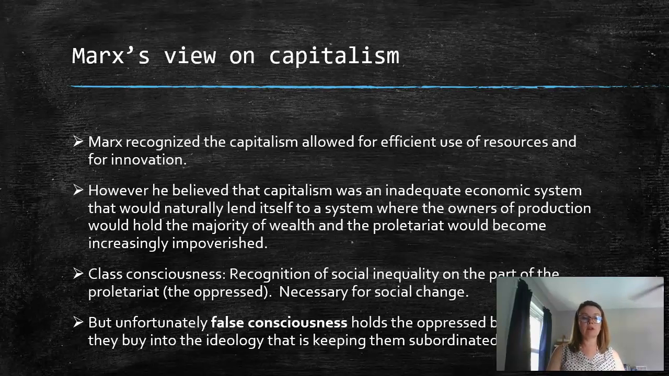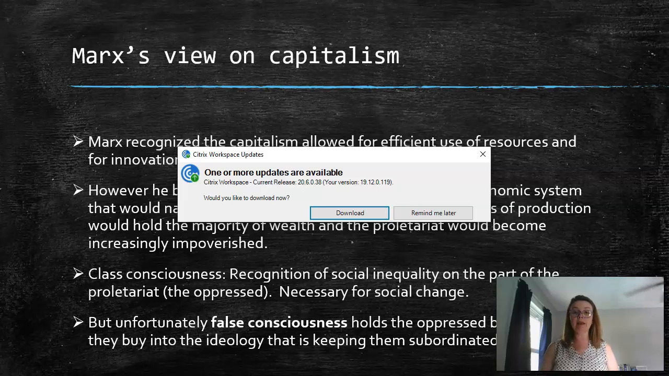To make that change, it requires what he called class consciousness. That's where you recognize how you're being oppressed, and you recognize the other people who are like you. And this is necessary for social change because that's the breeding ground for social movements and working together to overthrow the system. Now, when you start talking about overthrowing systems, you're talking about something that's really quite radical. And the reality is that the conflict perspective is radical. It believes in change, even if it's forced change. So it can be radical at times. Unfortunately, false consciousness often holds people back.